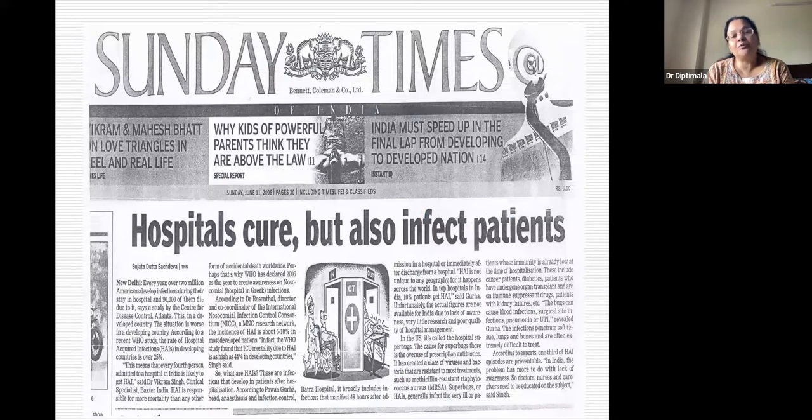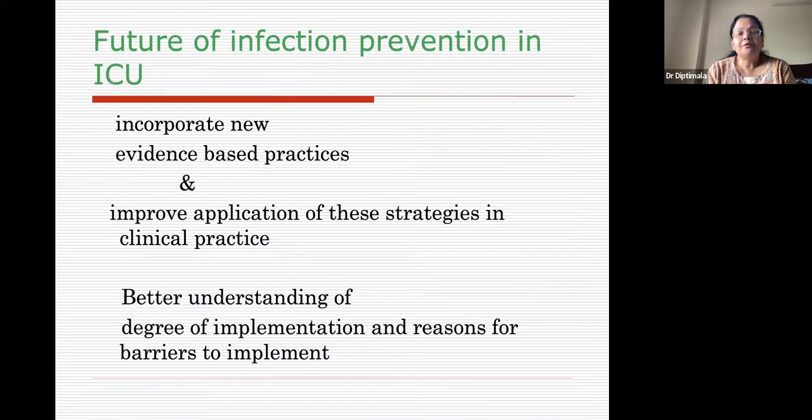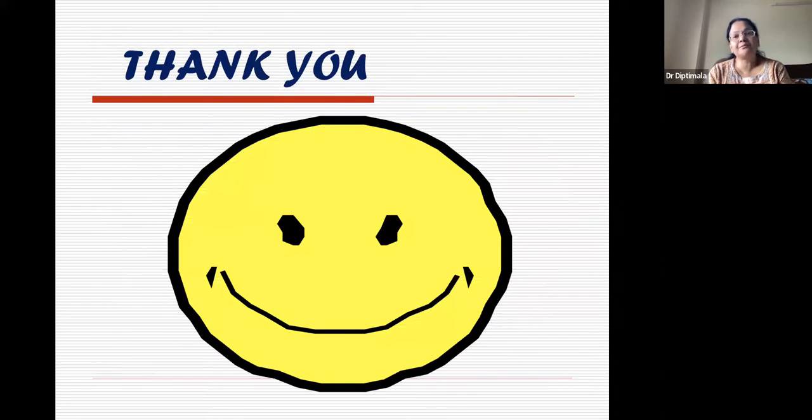So it's world over, such articles keep coming up. Hospitals cure, but also infect patients. So we need to incorporate new evidence-based practices, improve application of these strategies in clinical practice, and better understanding of degree of implementation and reasons for barriers to implement.